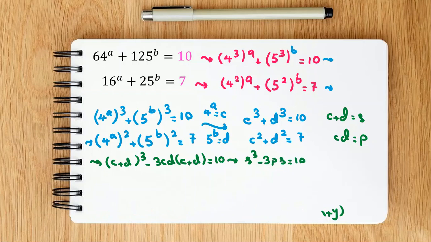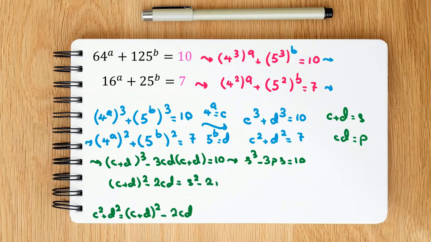And then we want to calculate c squared plus d squared. Again, you should memorize this identity: c squared plus d squared equals c plus d squared minus 2cd, which is s squared minus 2p, equal to 7. So let's write it here: s squared minus 2p equal to 7.